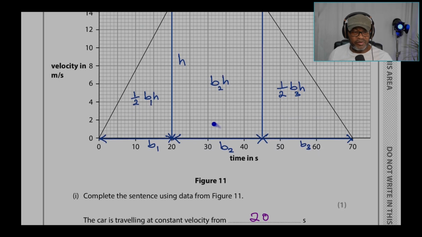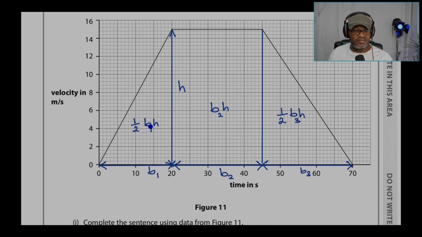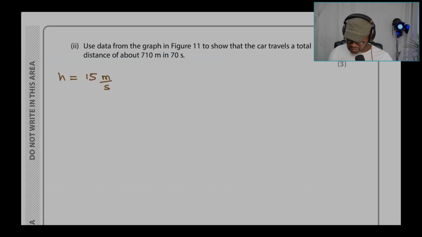Now we need to populate it with the values. As you can see, the height here is 15. The height is 15. The base here, B1, is 20. And B2 is 45 minus 20. That's 25. B3 is 70 minus 45. That's 25 as well. So we can go back here and write it out. H is 15 meters per second.